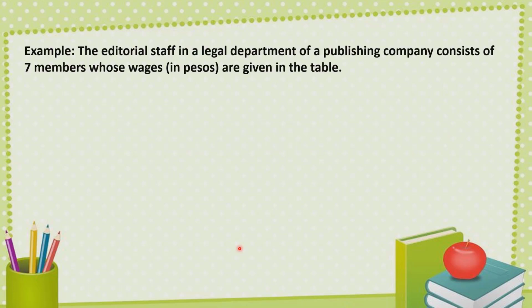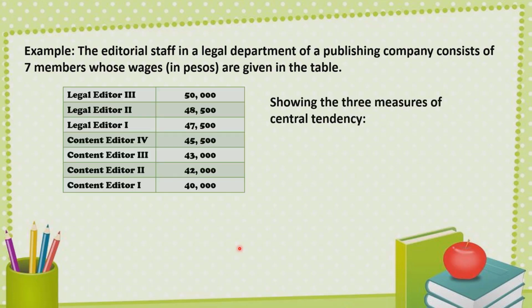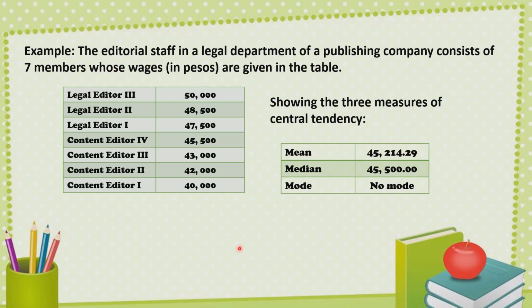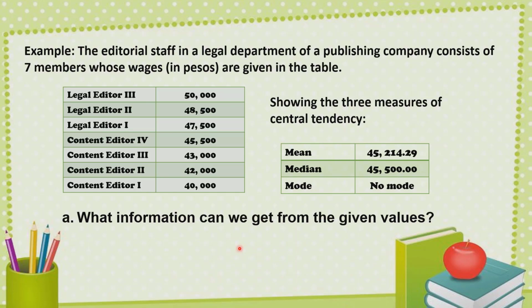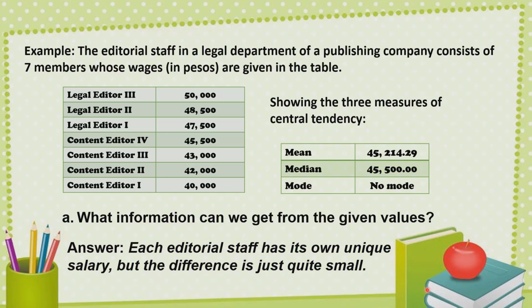For example, the editorial staff in a legal department of a publishing company consists of 7 members whose wages in pesos are given in the table. Showing the 3 measures of central tendency, the mean, median, and mode. Letter A question: what information can we get from the given values? Answer: each editorial staff has its own unique salary, but the difference is just quite small.